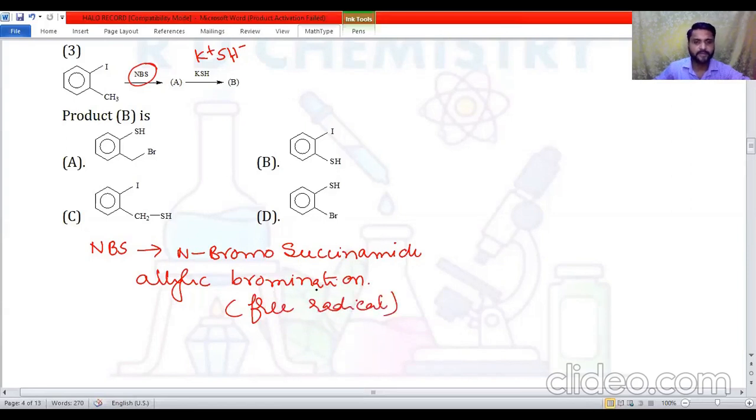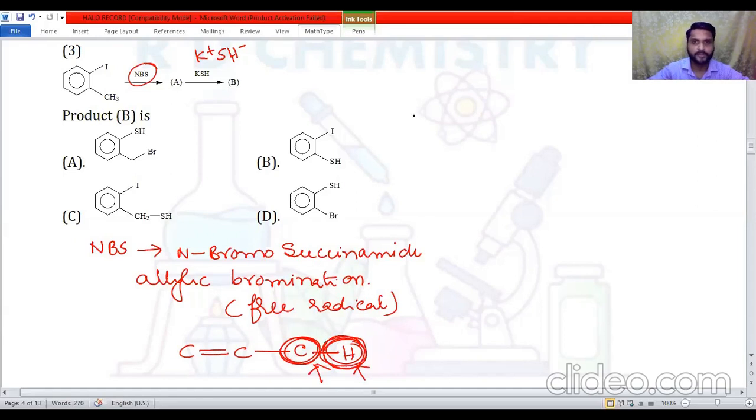Now what is allylic bromination? Suppose I have a carbon-carbon double bond. The next carbon is called the allylic carbon atom, and hydrogen attached to that one is allylic hydrogen. Therefore, this hydrogen can be removed. We can introduce a bromine atom from N-bromosuccinimide.